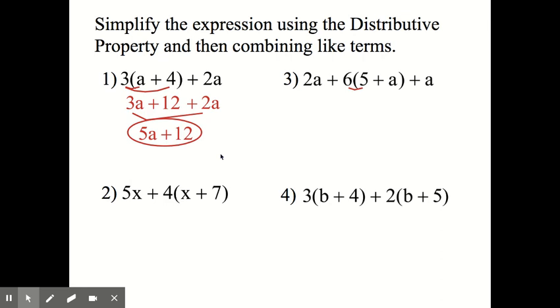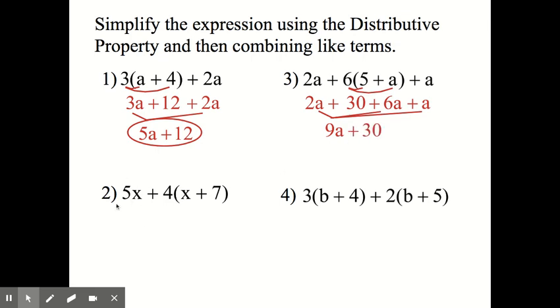Over here, we can first distribute the 6 to the 5 and the a, which would give us 30a plus 6. And then we can drop down the 2a and the plus a and leave it like that. Now we can combine the 2a plus the 6a plus the extra plus a. That would give us 9a, and then plus 30.